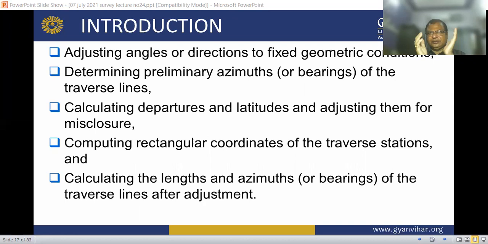Now, my dear boys, we will discuss the introduction. Adjusting angles or directions to fix geometric conditions and determining preliminary azimuths or bearings of the traverse lines. Calculating departures and latitudes and adjusting them for the misclosure. Computing rectangular coordinates of the traverse stations, and calculating the lengths and azimuths or bearings of the traverse lines after adjustment.